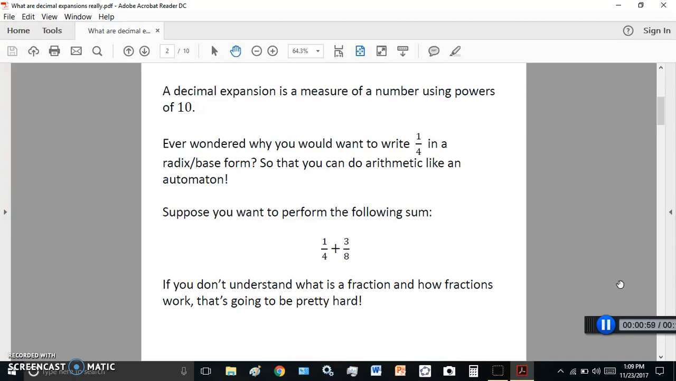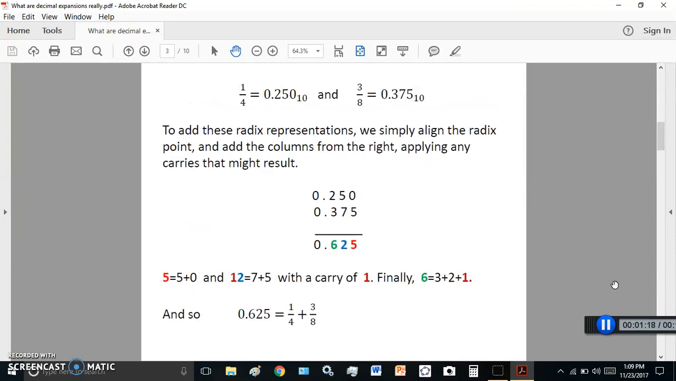So why would you want to write a quarter in a radix or base form? Very simple, so that you can do arithmetic like an automaton. Suppose that you want to perform the following sum: a quarter plus 3/8. If you don't understand what a fraction is and how fractions work, that's going to be pretty hard.